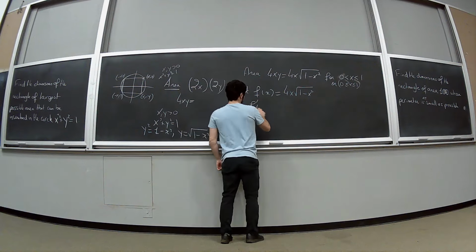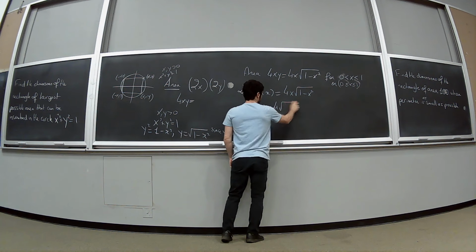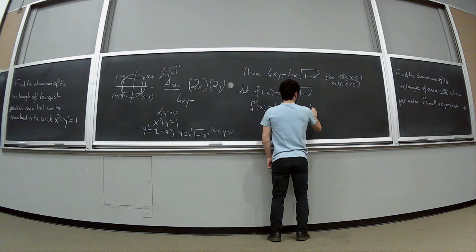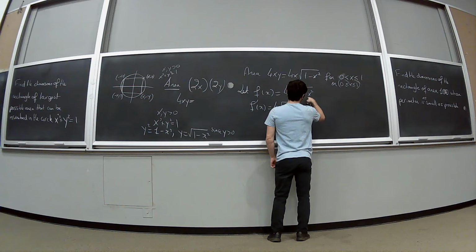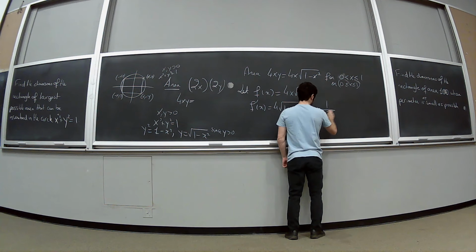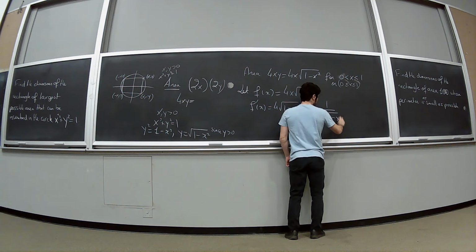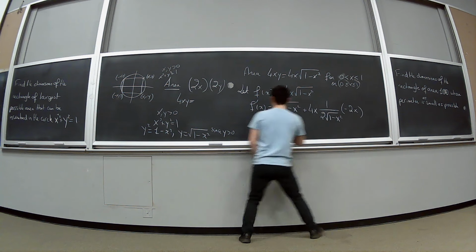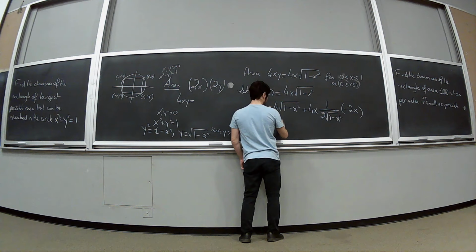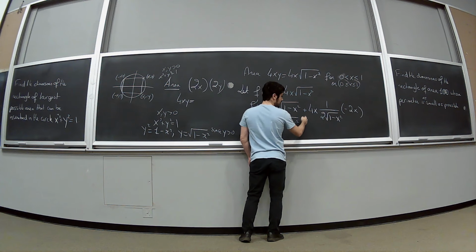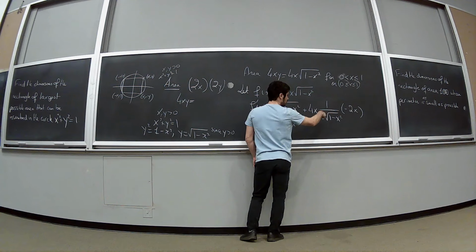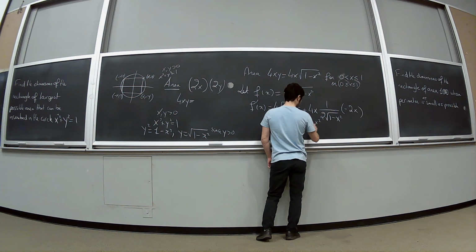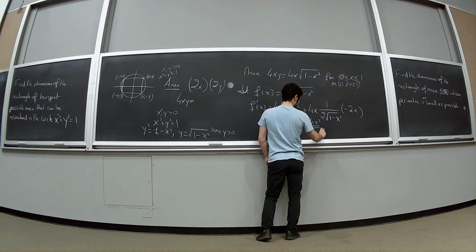What is f prime of x? f prime of x is 4 times the square root of 1 minus x squared plus 4x times the derivative of the root. What's the derivative of root 1 minus x squared? It's 1 over 2 root 1 minus x squared times the derivative of 1 minus x squared, which is minus 2x. So f prime of x is 4 square root of 1 minus x squared. So the 2 goes away, and you get minus 4x squared over the square root of 1 minus x squared.